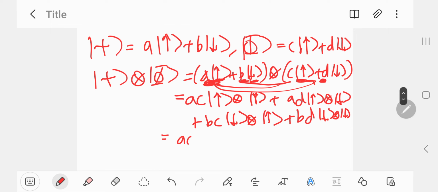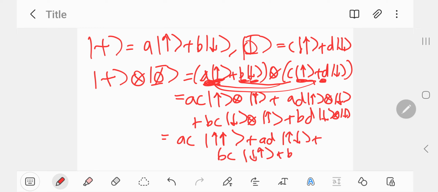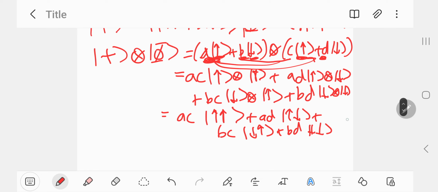And here's what you'd get. Just cleaning it up, you just put the two arrows in the first bit here together in the same ket, and then plus AD, same thing here, plus BC, down, up, plus BD, down, down. That's how you do it. Okay, it's just similar to expanding out parentheses.